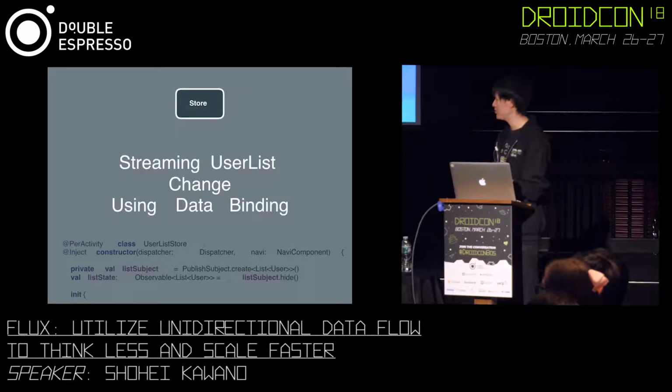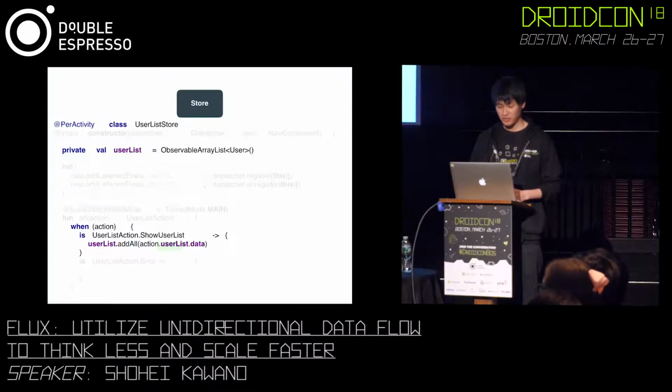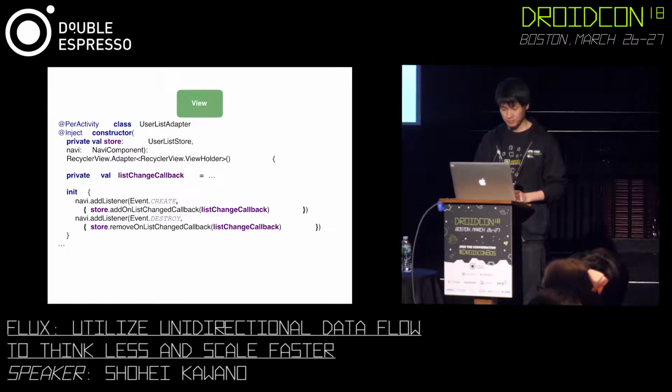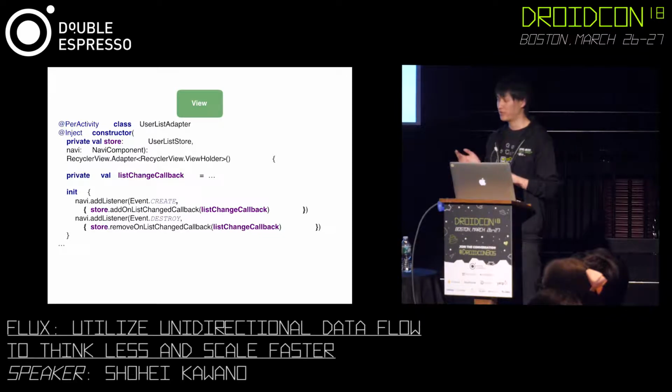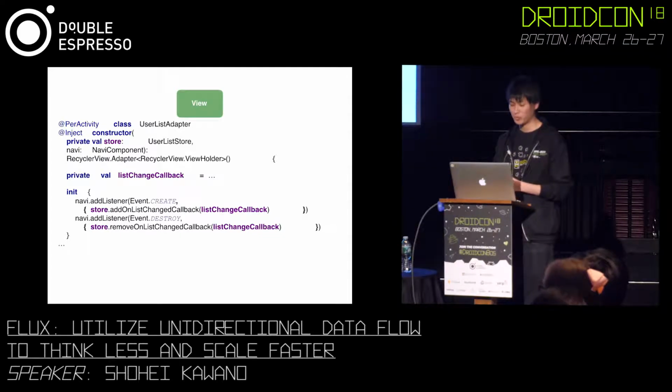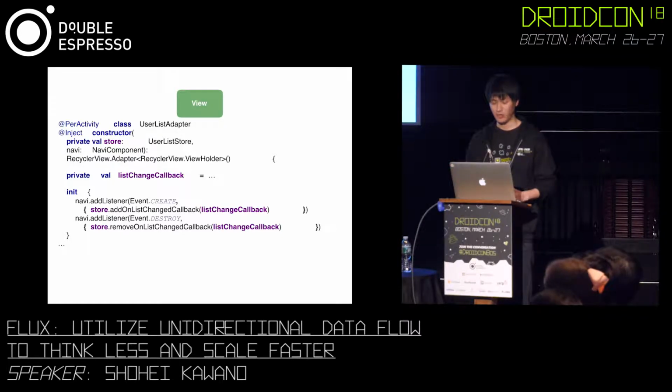And for streaming user list change using data binding, remember we have observable array list, user list type, and inside the recyclable adapter, we have a list change callback declared. And just like store, we also use Navi component to detect activity lifecycle event. So in onCreate, we add the callback, and in onDestroy, we remove the callback.